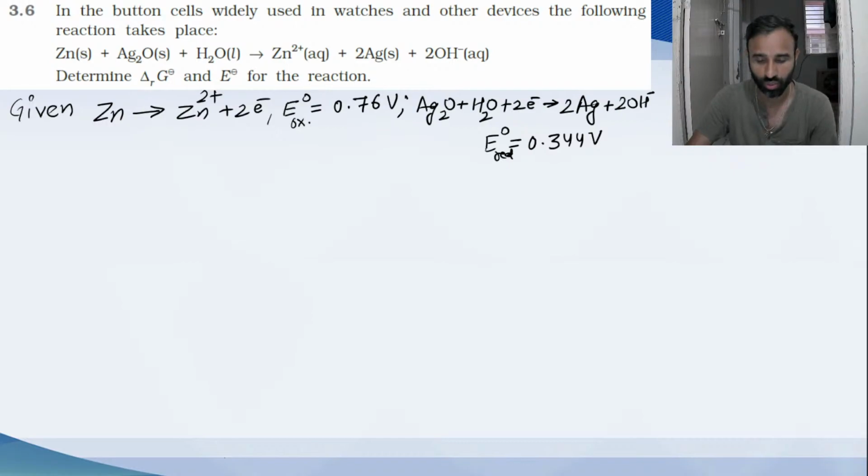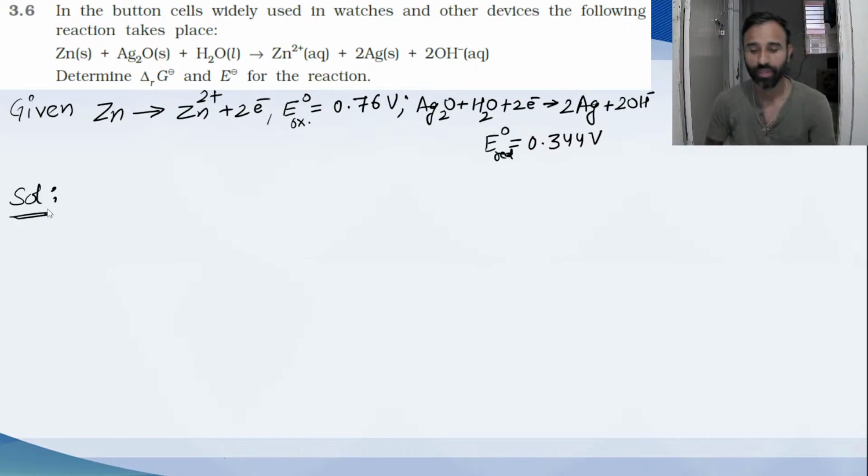Actually, this question is in NCERT, but these values are not given. But when the question comes in a board exam or any other exam, these values should be given to you. Zn to Zn²⁺ + 2 electrons, E° oxidation, or sometimes E° reduction. Ag₂O(s) + H₂O + 2 electrons to 2Ag + 2OH⁻, E° reduction, that is 0.344. It should be given to you. Now let us solve it.